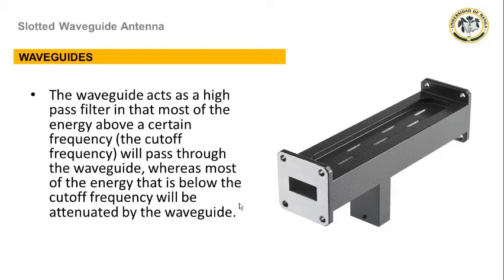So next are the waveguides. Waveguides act as a high-pass filter, in that most of the energy above a certain frequency, known as the cut-off frequency, will pass through the waveguide, whereas most of the energy below the cut-off frequency will be attenuated by the waveguide. Waveguides are often used at microwave frequencies, which are greater than 300 MHz, with 8 GHz and above being more common.